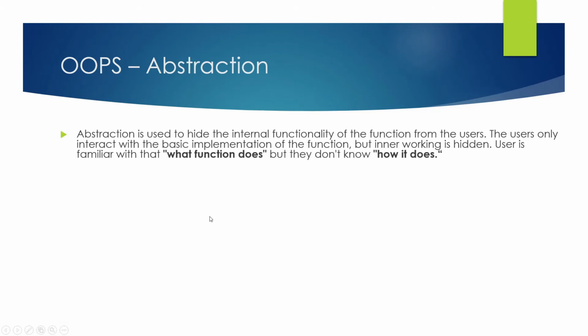So let's take a look at the definition now. Abstraction is used to hide the internal functionality of a function from the users. The users only interact with the basic implementation of the function, but the inner working is hidden, and that is what we talked about in the example of a car. The user is familiar with what the function does, but they don't know how it does it. If you hit the pedal, it will accelerate. That's the function that you already know, but what is happening inside and how, you don't know. Another example is a mobile phone. You just press a number and hit the call button and it goes. What is happening inside, you don't know about that.